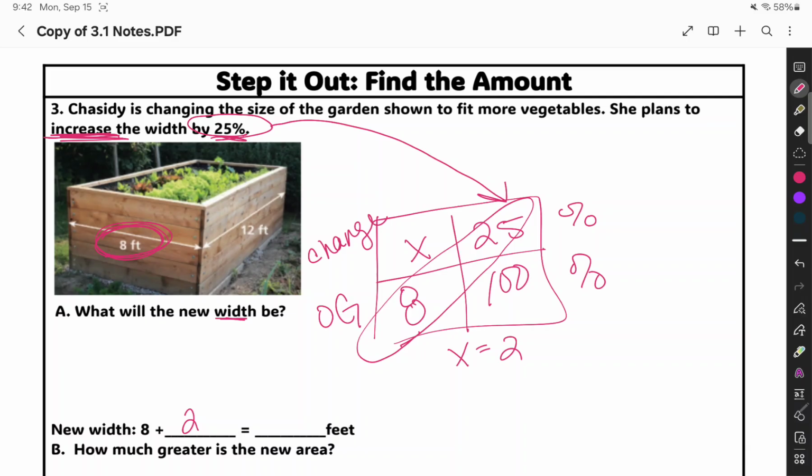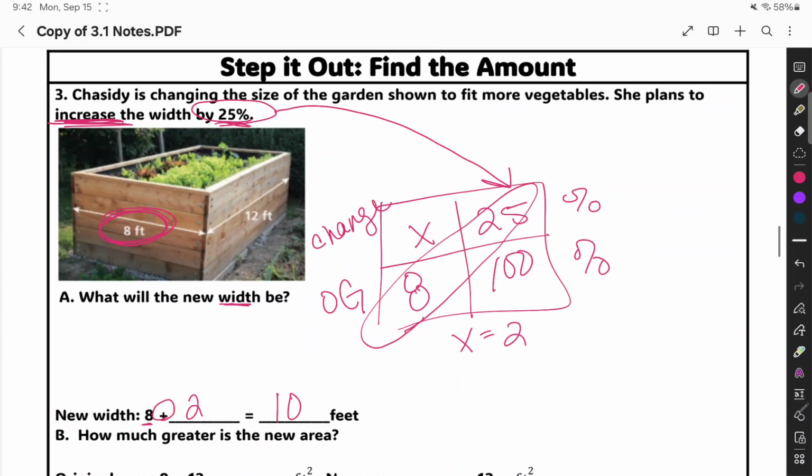So what we're doing here is we're going to increase the width of this garden box by 2 feet. So down here we can say that the new width is the original. Because it's increased, we're adding 2 feet, which means the new width is going to be 10 feet.